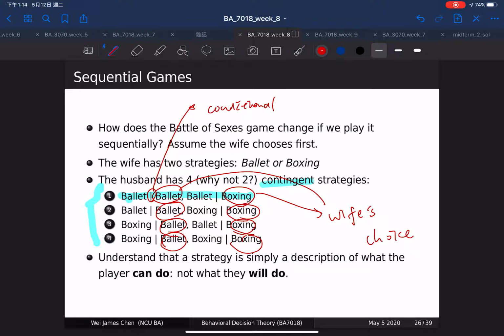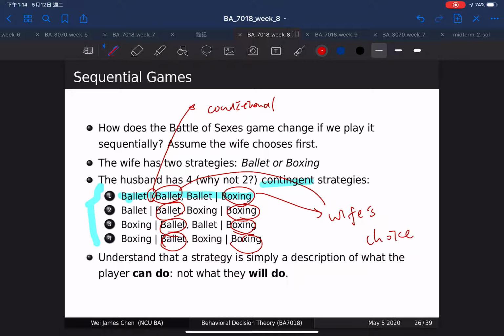Is that clear? Okay, and this is just one possibility, right? So that's why I can write 4 possibilities. Do you understand how I write these 4? Okay. So that is what I mean by contingent strategy. The second mover can observe what the first mover did, and then choose a corresponding action. And this whole package is called strategies.